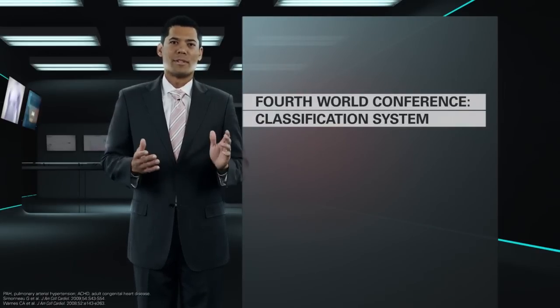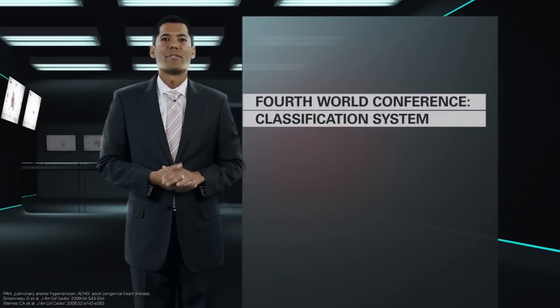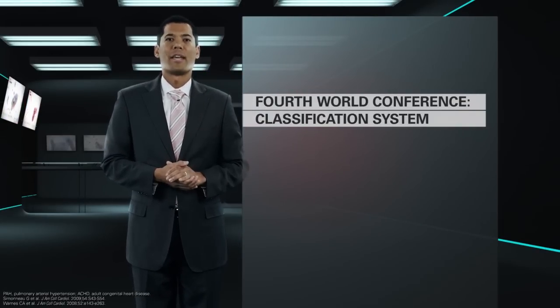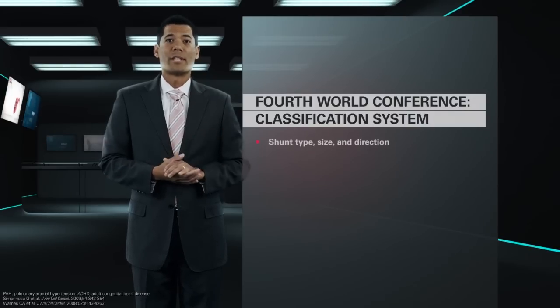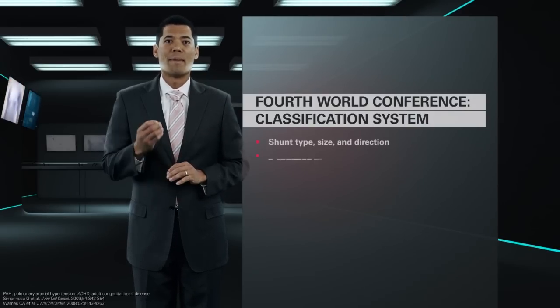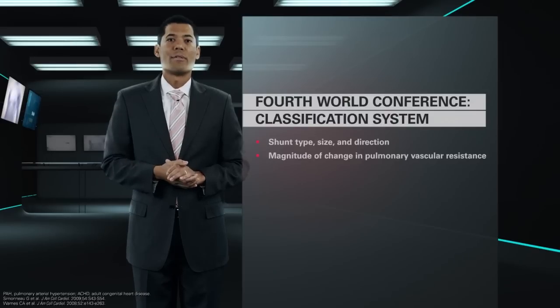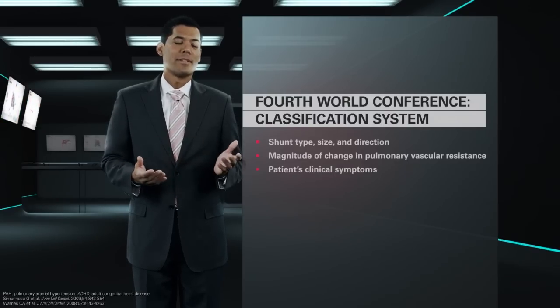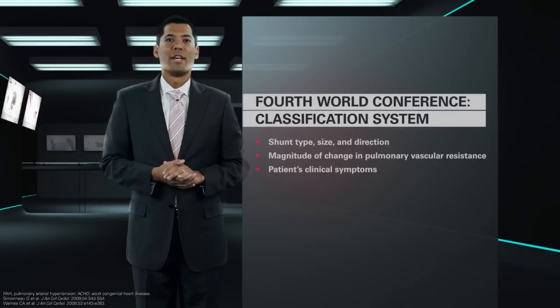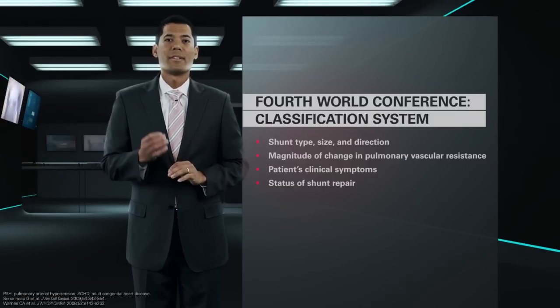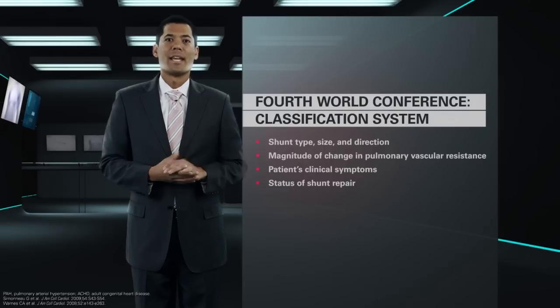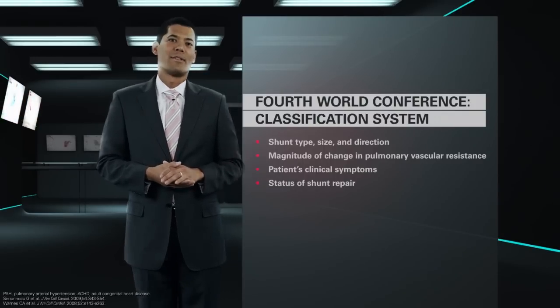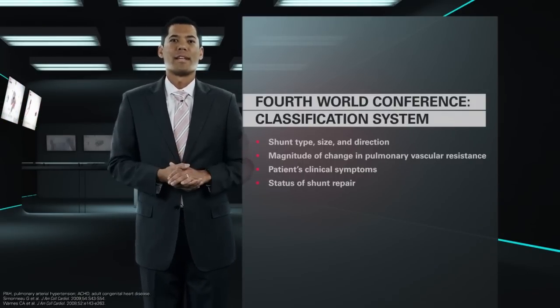The Fourth World Conference on Pulmonary Hypertension Classification offers another dimension to classifying PAH associated with ACHD by the type, size, and direction of a particular shunt, by the magnitude of change in pulmonary vascular resistance, and by a patient's clinical symptoms. In patients who've undergone shunt repair, categorization also includes the status of the repair. This classification system, published in 2008, describes 4 clinical settings in which PAH can be associated with ACHD.